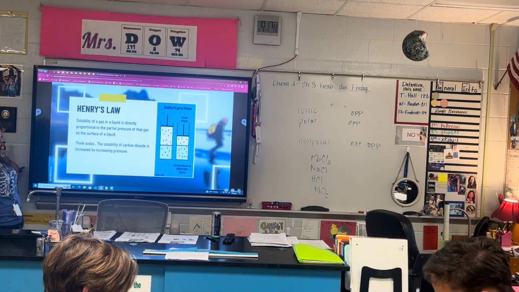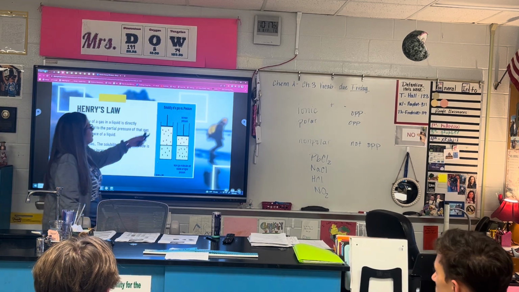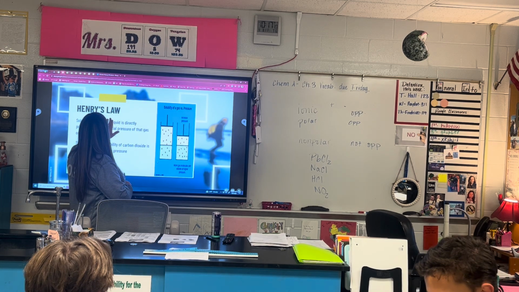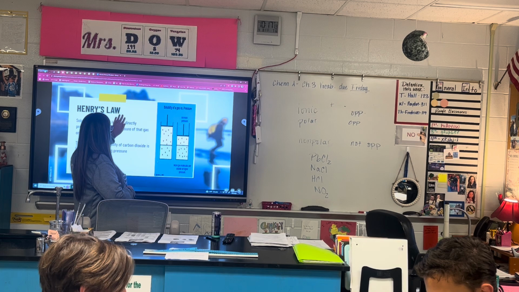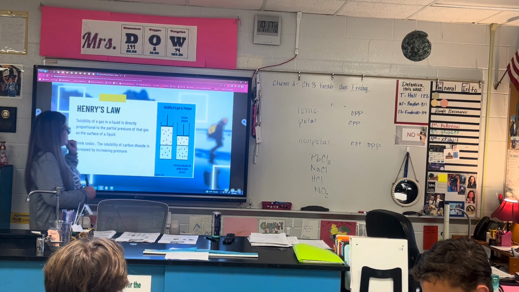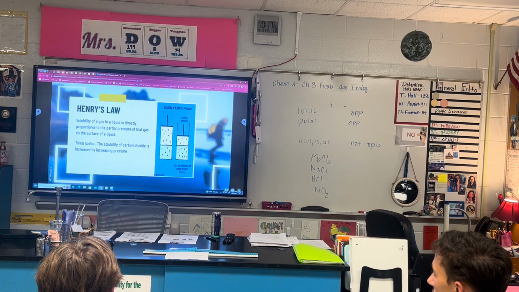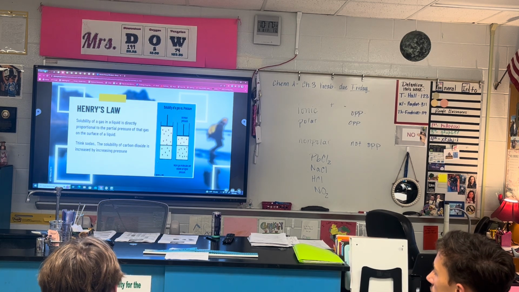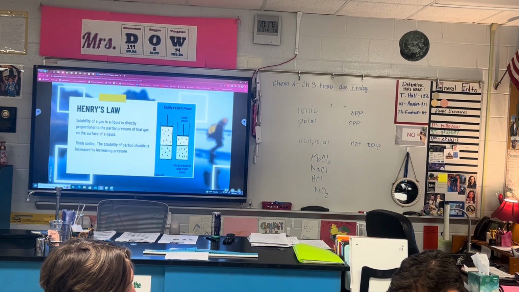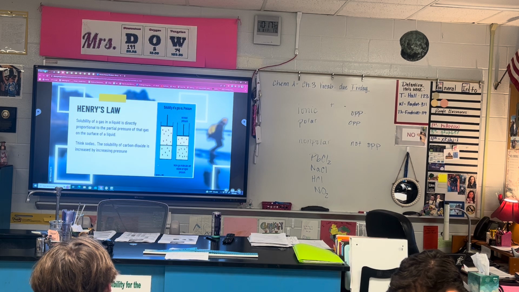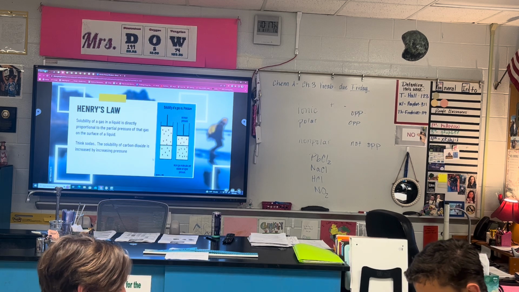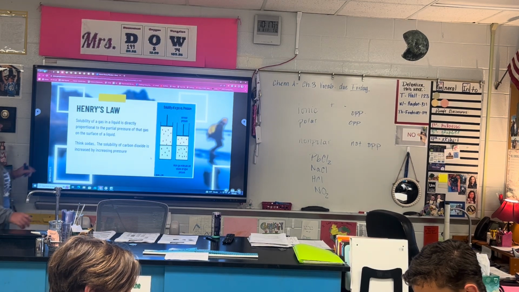Why does it say liquid? Why is it talking about liquid? Shouldn't it just be gas? Should we write it like gas and liquid or not? I mean, that makes sense. Well, it only affects the gas part of it, but it could be a gas in a liquid.